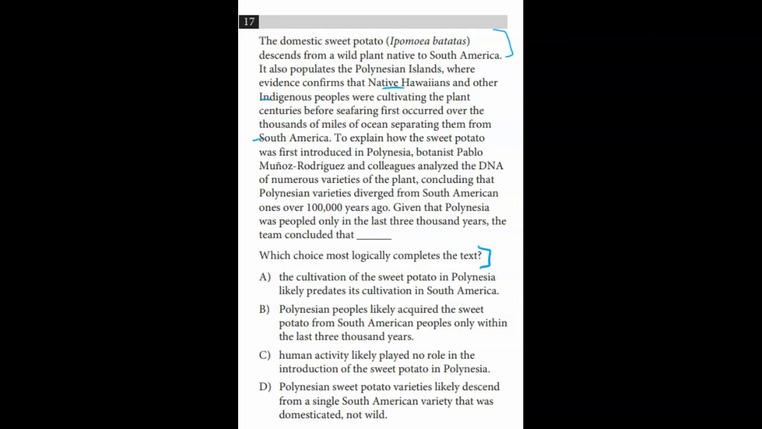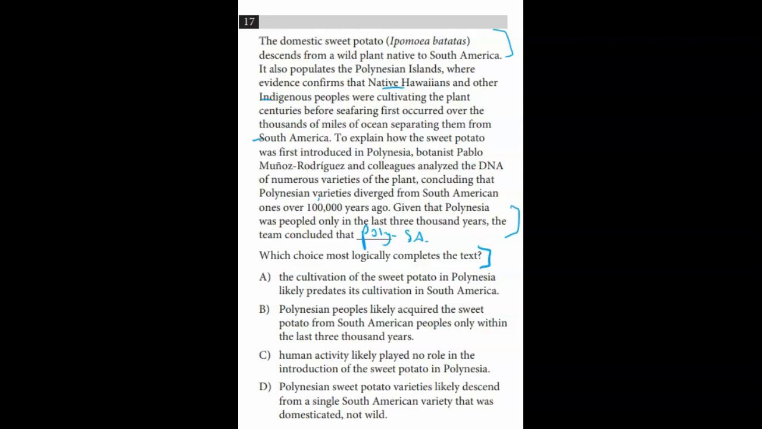So, to explain how the sweet potato was first introduced to Polynesia, botanist Pablo Rodriguez and colleagues analyzed the DNA of numerous varieties of the plant, concluding that the Polynesian varieties diverged from South American ones over 100,000 years ago. Given that Polynesia was populated only in the last 3,000 years, the team concluded that, I bet you that it was once part of South America. So Polynesia was once part of South America. That's what I'm thinking, like in Pangaea, etc.